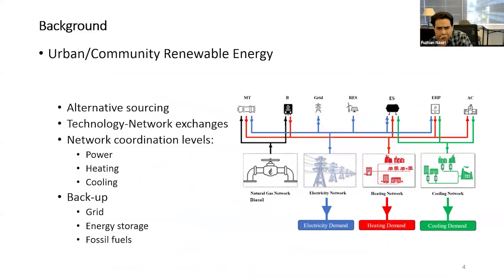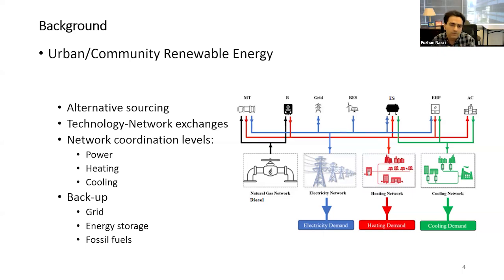What are the main characteristics of urban community renewable energy? The first is that we're dealing with several sourcing points. It could be one technology, like solar panels, but many of them, or it could be varied technologies, such as wind, solar and geothermal. That means we have choices, with these technologies joining forces to face the energy load. We also have technology-network exchanges.